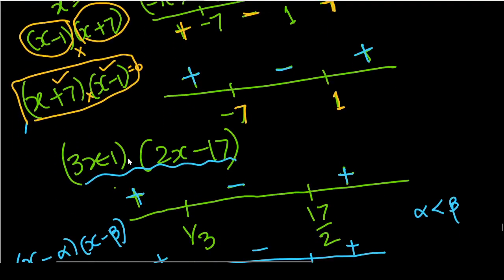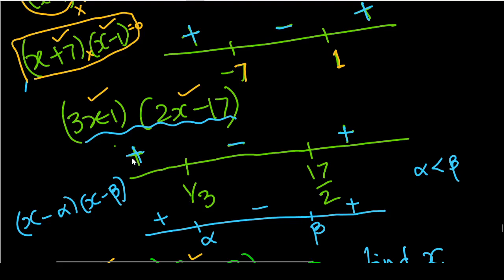In a similar way, we took another example, (3x minus 1)(2x minus 17), and calculated, and again we got the same signs, plus minus plus. It should be noted here that the coefficient of x in both the examples was positive; in the second example they were 2 and 3, so both were positive.